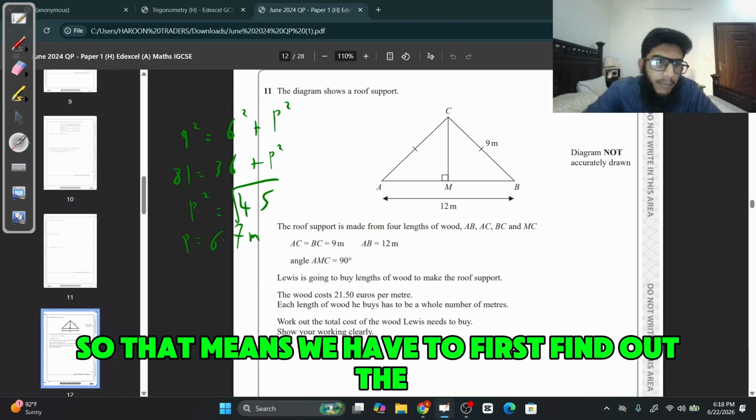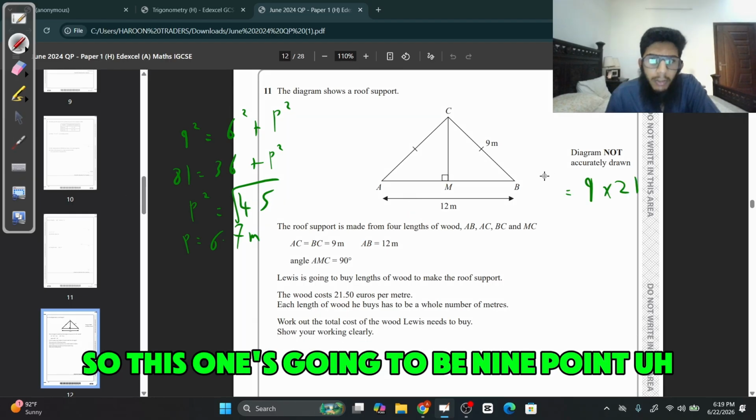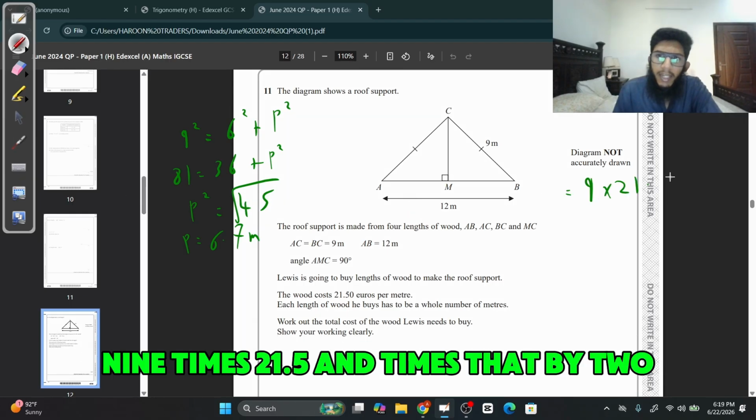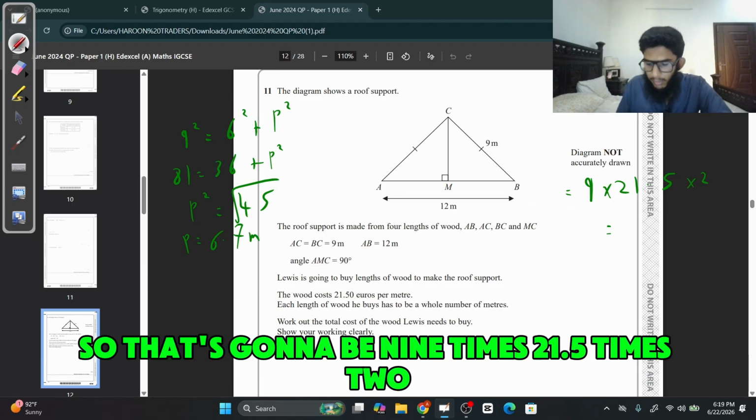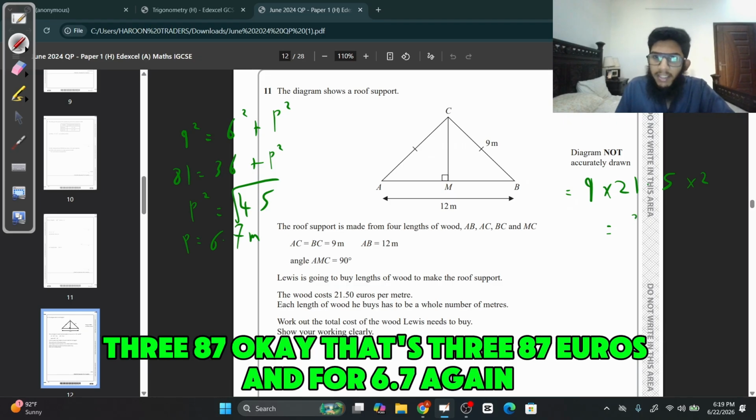So that means we have to first find out the cost. This one's going to be 9 times 21.5, and times that by 2 because we have 2 of these. Okay, so that's going to be 9 times 21.5 times 2, 387. Okay, that's 387 euros.